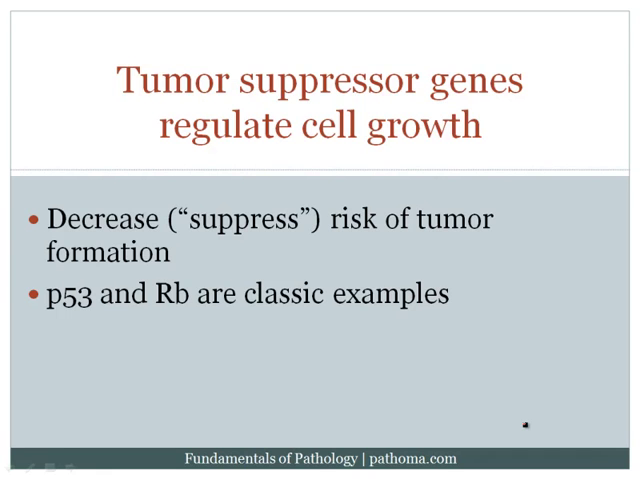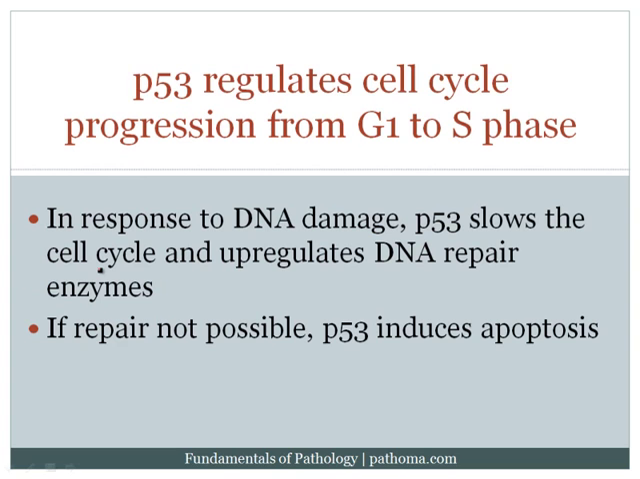Another key regulatory system that can be damaged are tumor suppressor genes. And what do tumor suppressor genes do? They regulate cell growth. And so this is the discussion that we now want to have: what are tumor suppressor genes and how could they result in tumor formation? So the key idea here is that tumor suppressor genes decrease, i.e. suppress, the risk of tumor formation. And the two classic examples are p53 and retinoblastoma. So let's take a moment to discuss each of these.